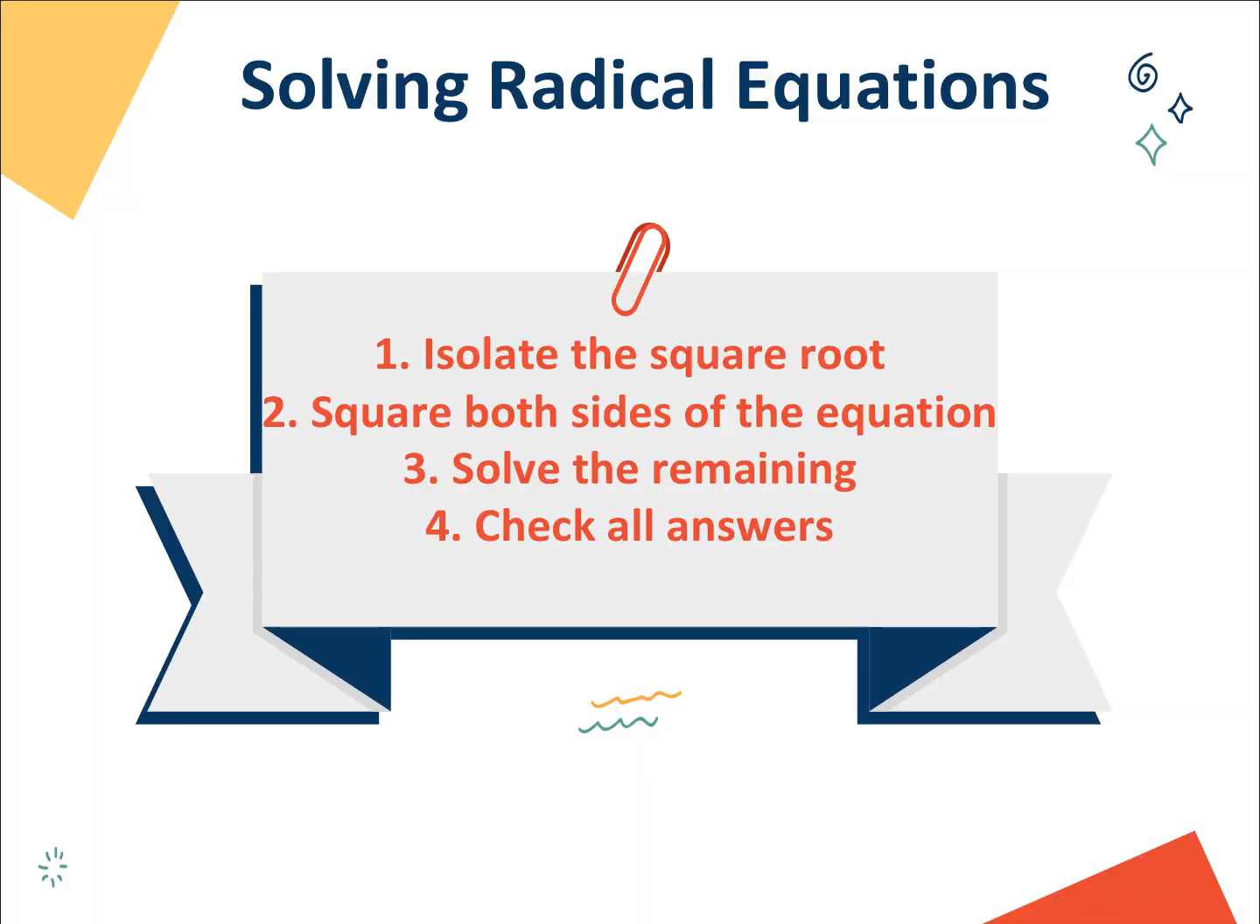So for today's lesson, what we need to do is focus on isolating the square root. That means you get the square root all by itself. We'll square both sides of the equation to get the root to go away. And then we will solve the problem, but we have to make sure, guys, that we check all of our answers every time. We cannot just assume that they always work.